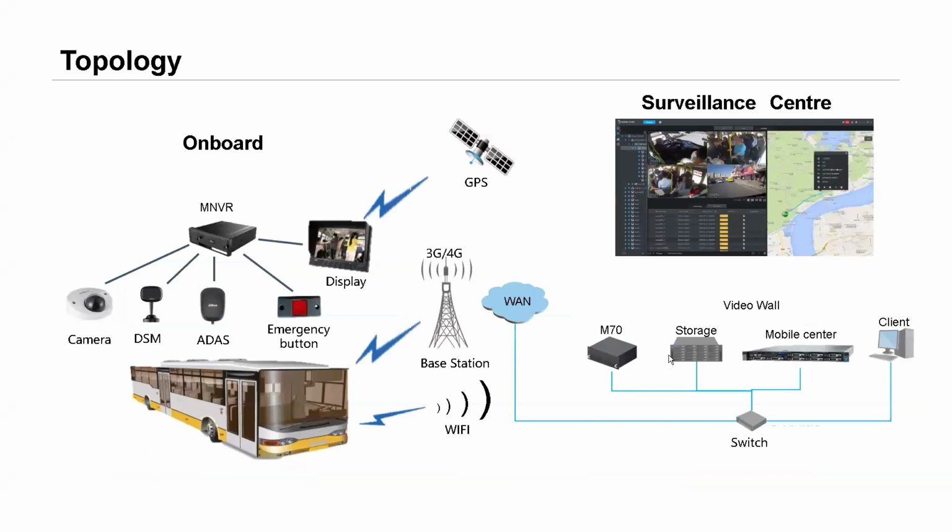Then the topology. This is the typical topology you will get from mobile center. We have the MNVR with all these cameras, which we have already reviewed, connecting to a 3G or 4G network. Actually, there's research for a 5G network. Then using the GPS, we send the satellite signal, and on the map, we can even pinpoint the trajectory and current location of the vehicle. Then we also get the videos and events recorded and stored. We have the M70 to display the live view on a video.